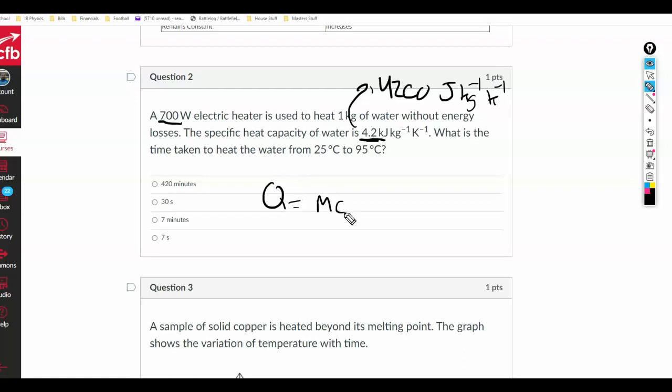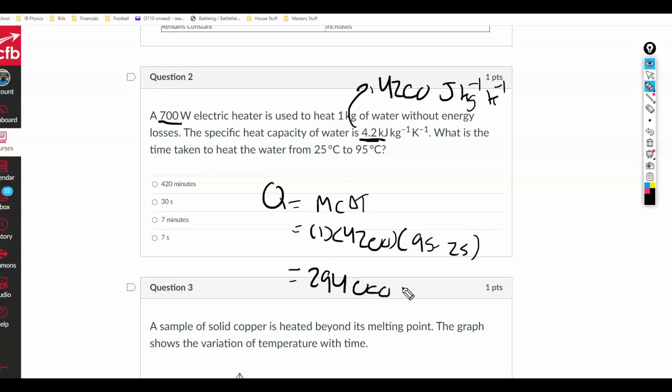Q equals mc delta T. And so the mass is 1 kilogram. Specific heat capacity is 4,200. And delta T is going to be 95 minus 25, which is just going to be 70. And so if you do that calculation, let me put this into my calculator and see what answer I get. Okay, so 4,200 times 70 is 294,000 joules. Okay, now it's 700 joules per second.